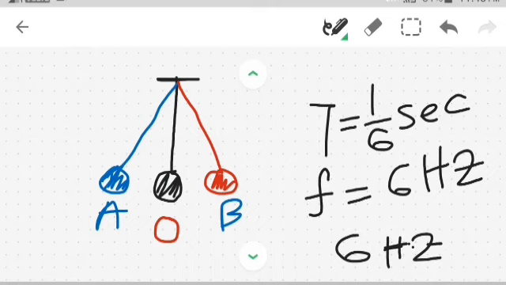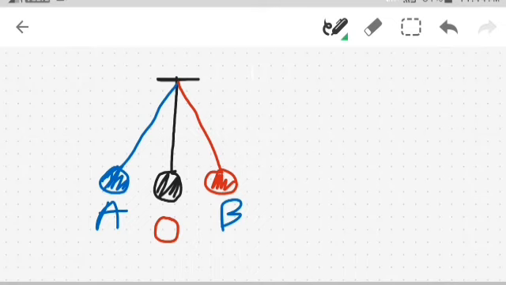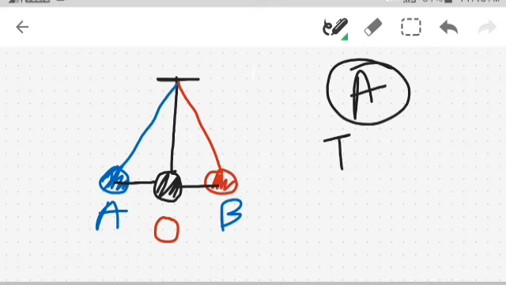Now what is the conclusion from this? What is amplitude? Amplitude is the maximum distance, that means this distance, either AO or OB. AO is the maximum distance from its rest position. So the maximum distance from its rest position of a vibrational object is called amplitude.